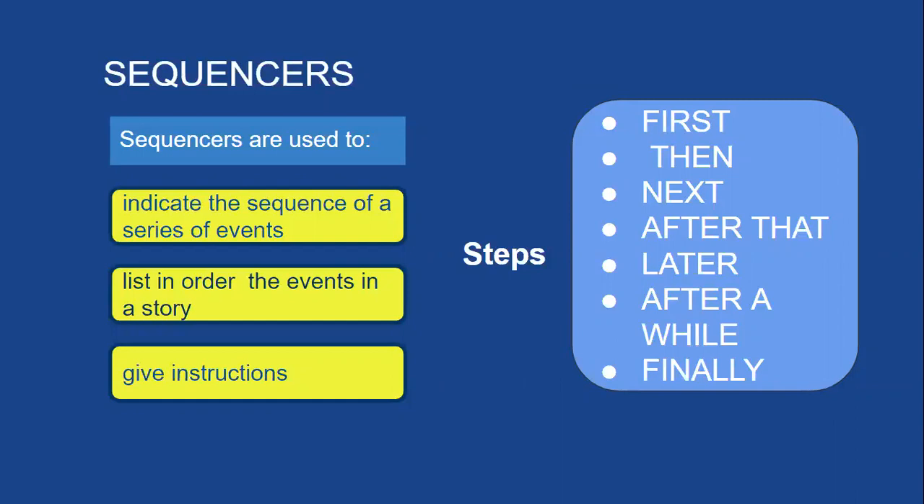Here we have the sequencer words, which are first, then, next, after that, later, after a while, and finally. Okay. These words help us to organize information in a story, in a recipe, in a series of events.